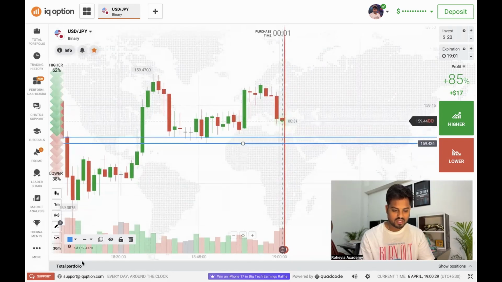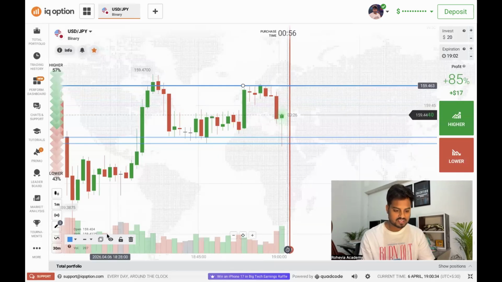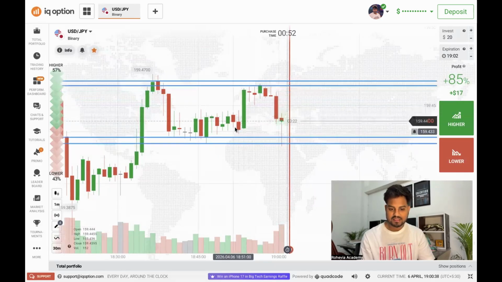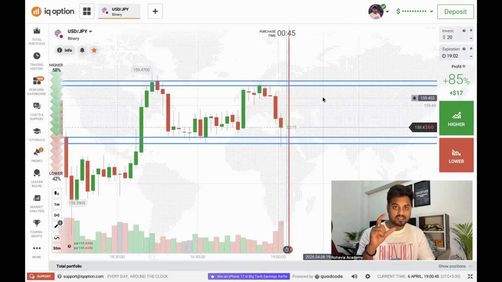So this is our support level. Let's copy the line and place it over here. This is our resistance level, right? Okay. So this is our support level. This is our resistance level. Now, the third thing we need is weakness. How to check the weakness? So check the candle size.